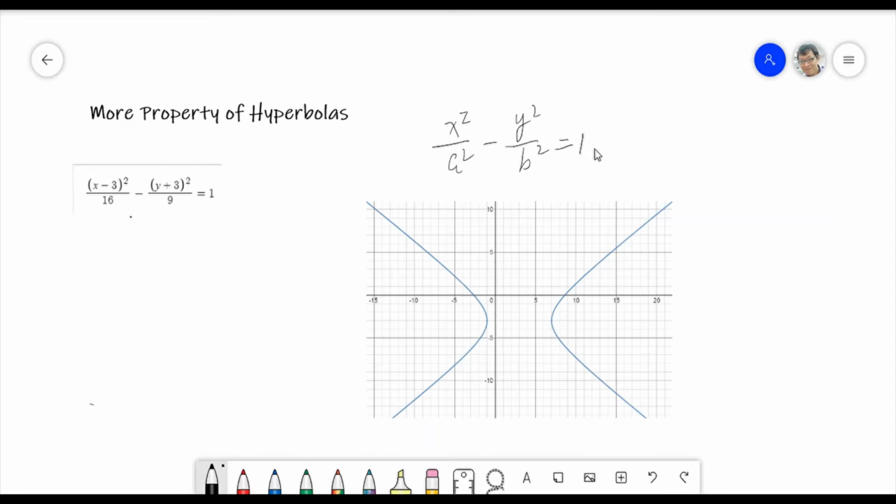Okay, remember. So another standard form is y squared over a squared minus x squared over b squared equals 1, right? What's different here is that the graph is vertical, so the two parts are facing up and down. That's the difference. So this time we talk about more properties of the hyperbola.